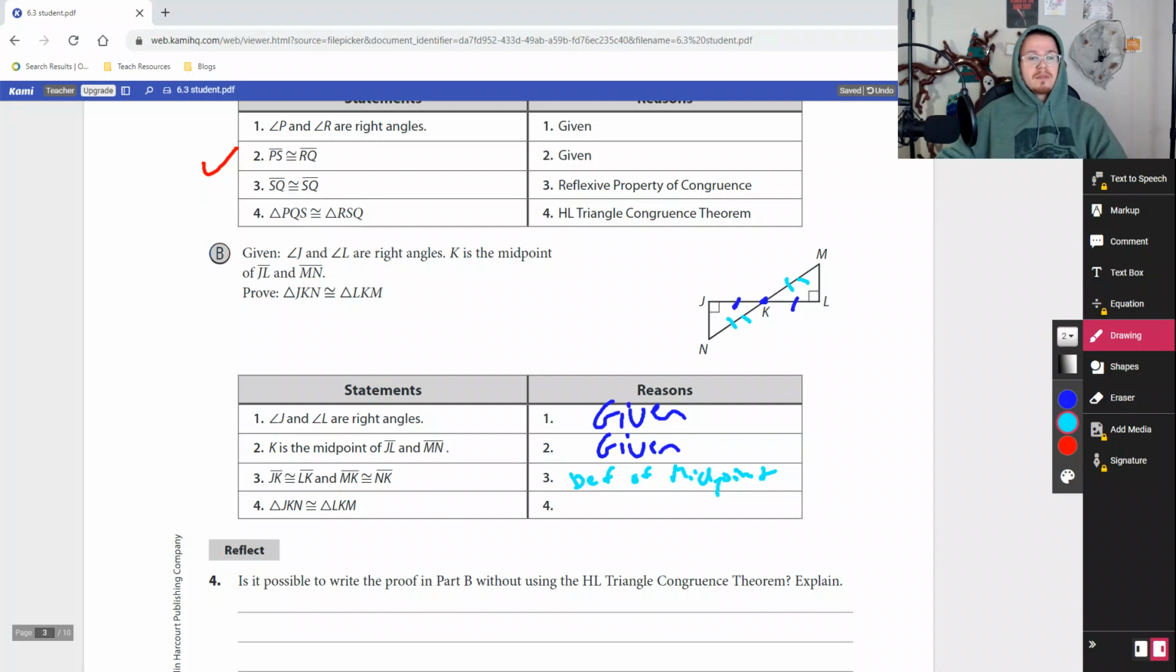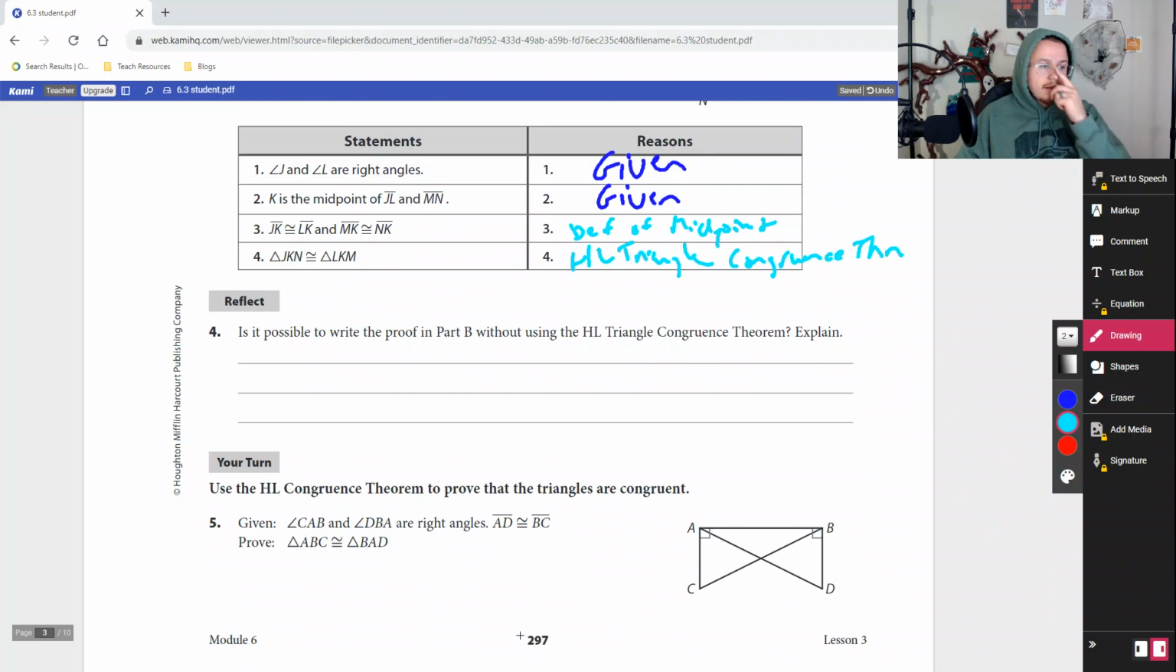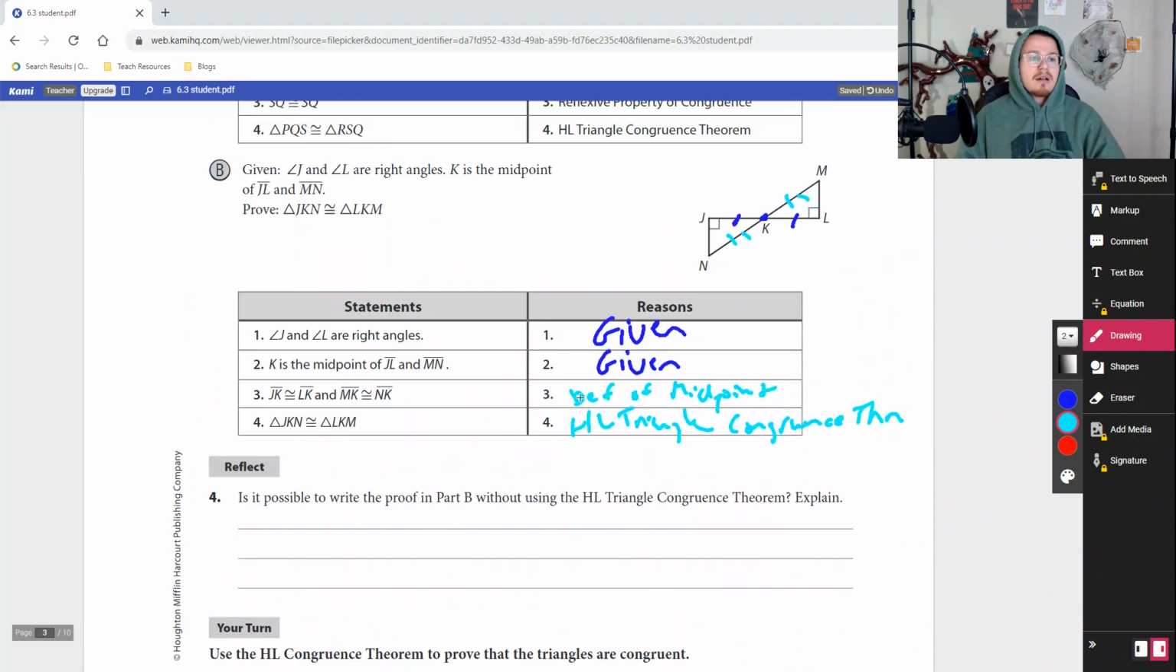So, now that you know that you have the leg and the hypotenuse, and they're both congruent, HL, triangle congruence theorem. It's that simple, guys. Is it possible to write the proof in part B without using the HL triangle congruence theorem? Yeah, if you wanted to, and if you remember we have done one like this, you could use SAS. And you could say that it's vertical angles, and that the vertical angles are congruent, and you have side angle side. Yep, side angle side. So that would work too.